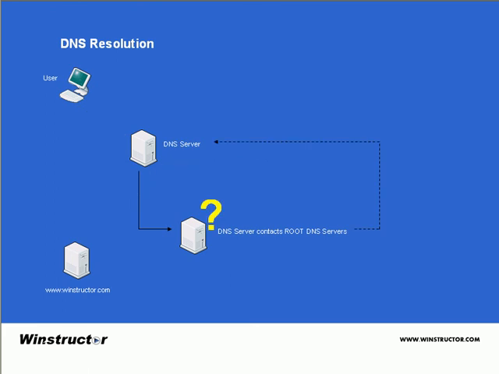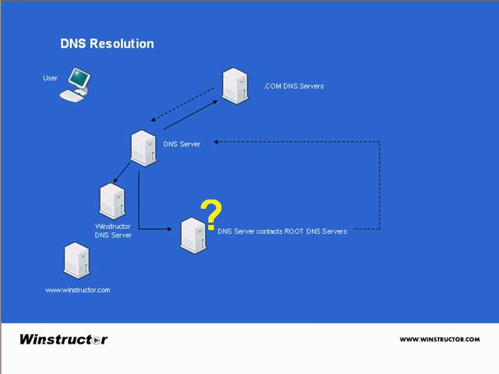Now the root DNS servers do not know the IP address of winstructor.com, but they do know of another server or servers that should know. So it sends back the IP addresses of the DNS servers that are authoritative for the .com domain. So our DNS server sends a request to these DNS servers. These DNS servers do not know the IP address of the host that we wish to contact, but they do know who should know this information, and that is the DNS server that is authoritative for the winstructor.com domain. So this IP address is then sent back to our DNS server.